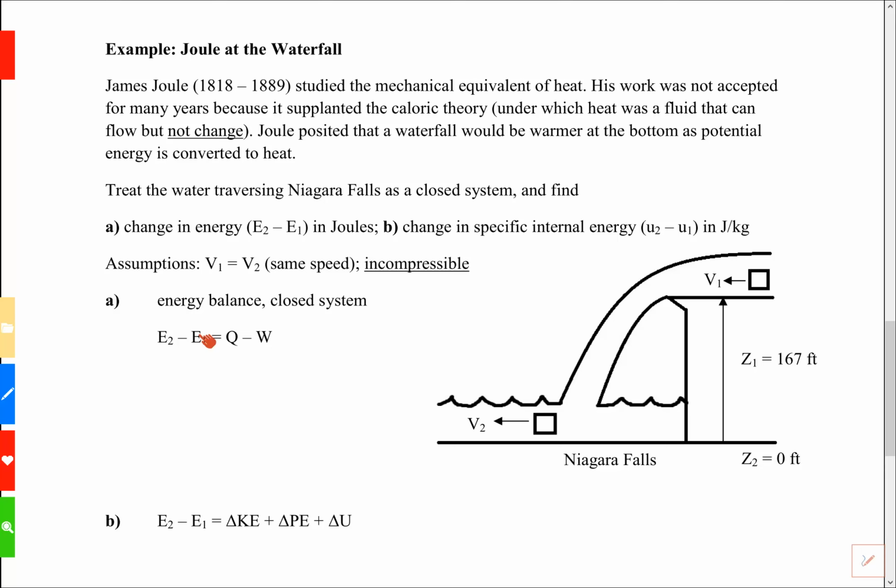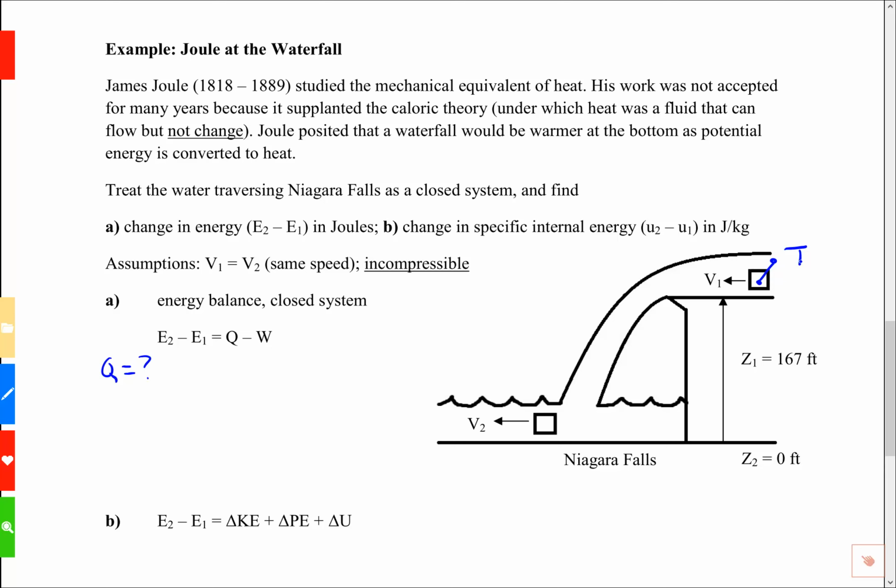So here's our energy balance. E2 minus E1 is Q minus W. If we can find the heat Q and the work W, we can solve this problem. All right, what is the heat? Heat is going to be transferred in or out of the system here, depending on the temperature.